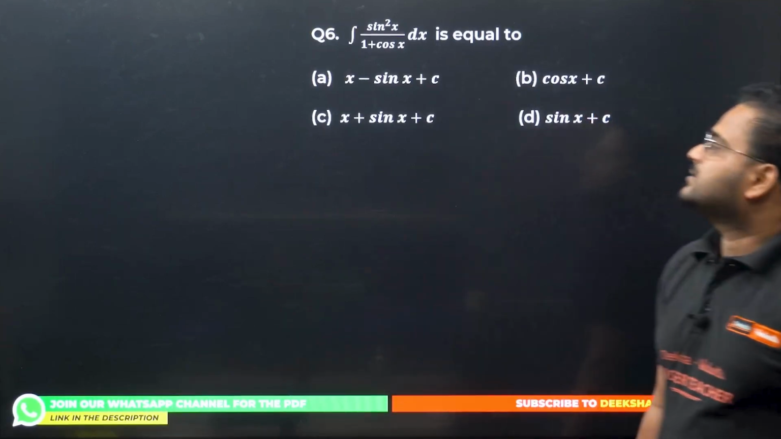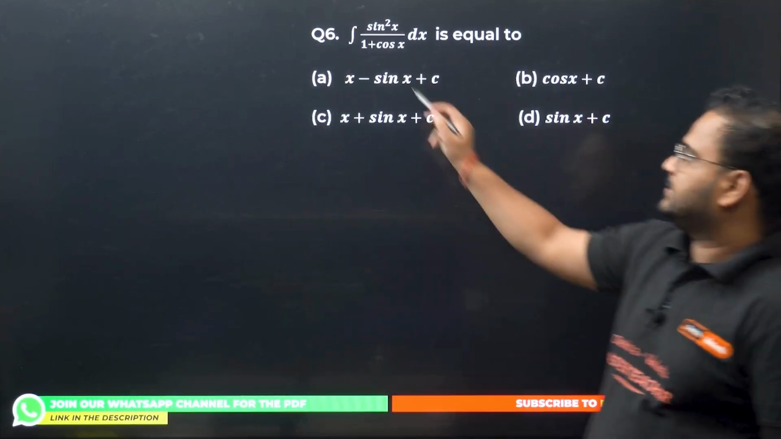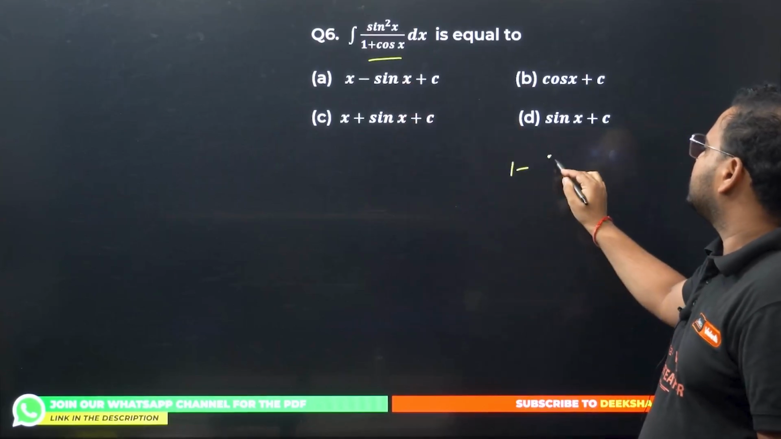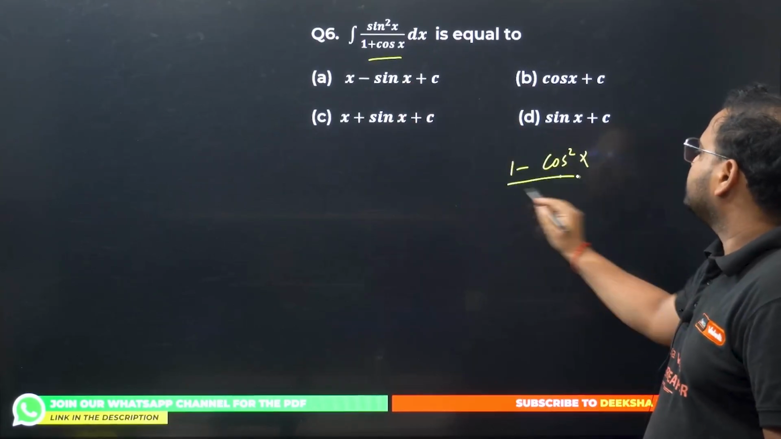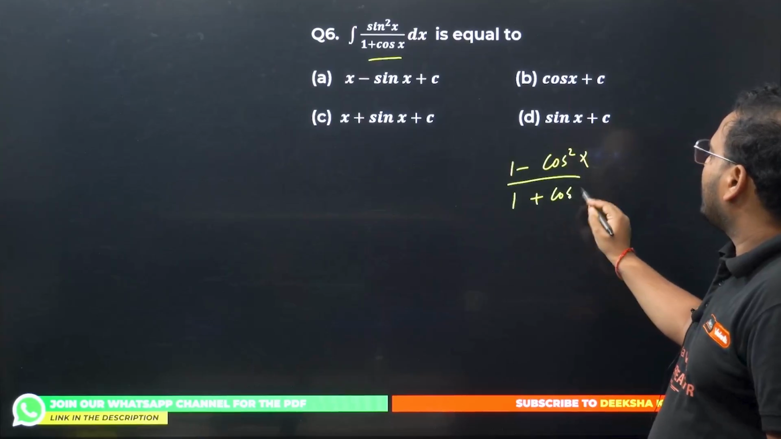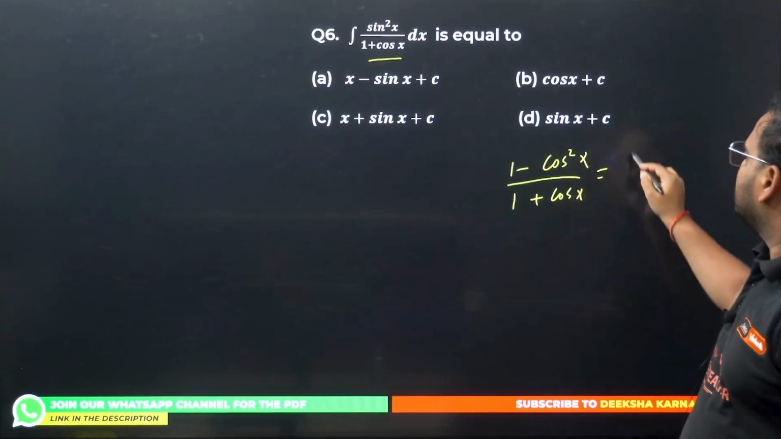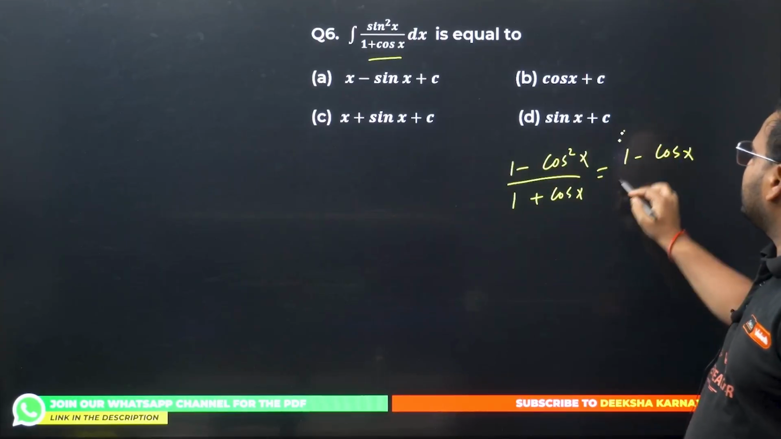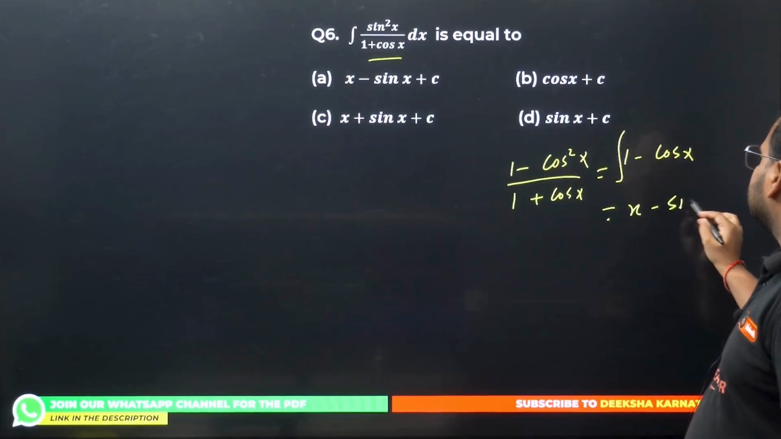That's why. Sin square x upon 1 plus cos x. This is very simple, right? Sin square x is what? 1 minus cos square x upon 1 plus cos x. What is this? A square minus b square. You'll have simply 1 minus cos x left. Integrate. You'll have x minus sin x plus c.